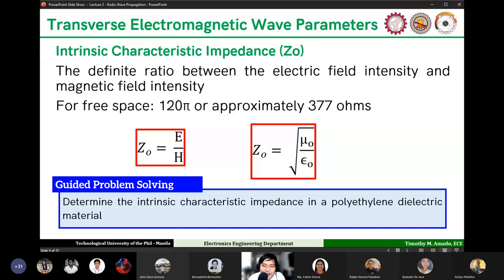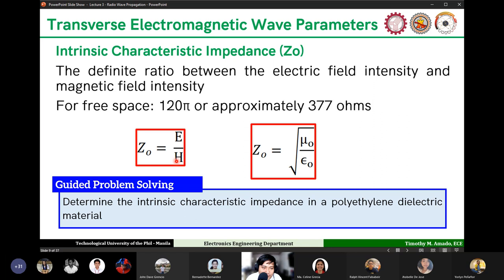Okay? So next, guys, is the intrinsic characteristic impedance. As you recall, guys, the transverse electromagnetic wave has two parts, the electric field intensity and the magnetic field intensity. So, ano bang unit ni electric field intensity? The unit is volts per meter. Tapos, si magnetic field intensity naman is ampere per meter. Now, if you divide the two, E over H, magiging volts per meter divided by ampere per meter. So what's the unit? Ohms. So basically, guys, the ratio of the electric field intensity and the magnetic field intensity is a resistance or an impedance.